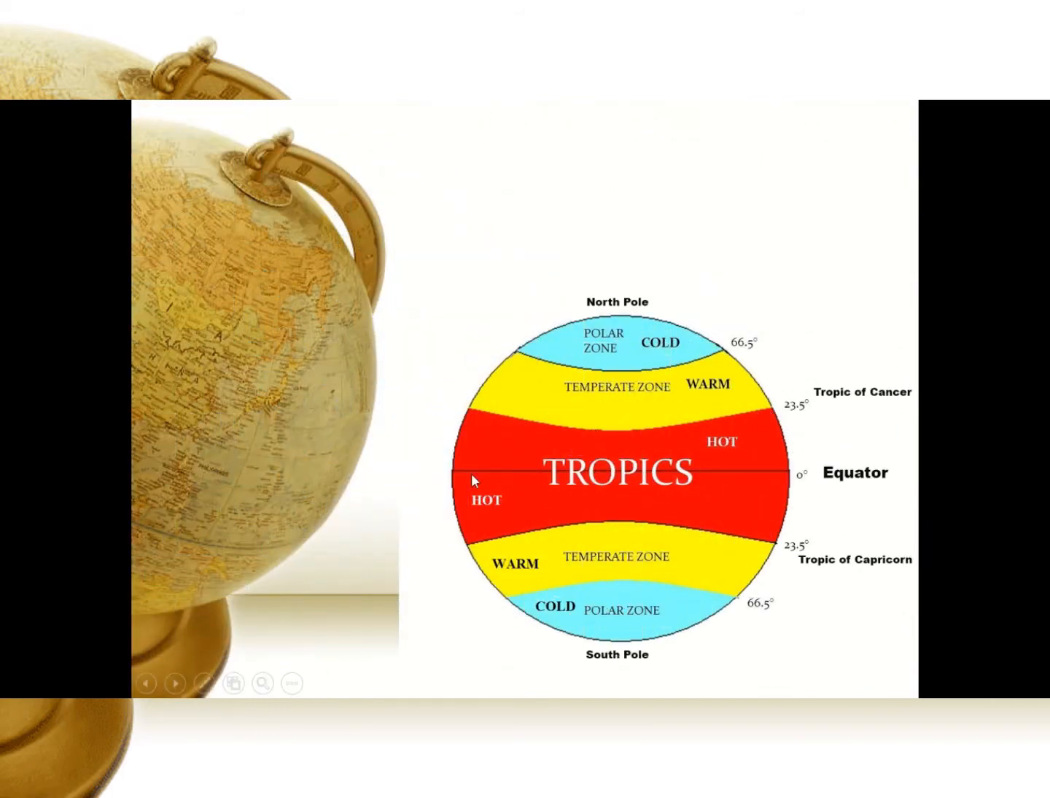Here are the heat zones. You can see the equator is closer to the tropic region, which are hot because the equator receives vertical sun rays. That is why the tropical regions also have a hot climate. Tropic of Cancer in the north and Tropic of Capricorn in the south.